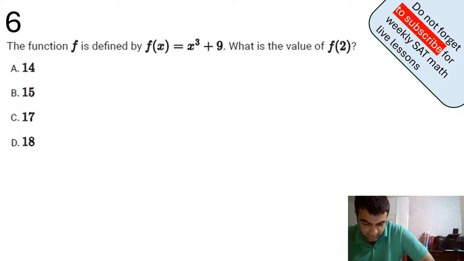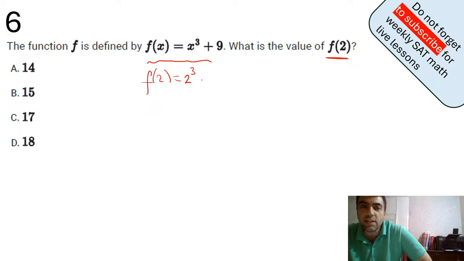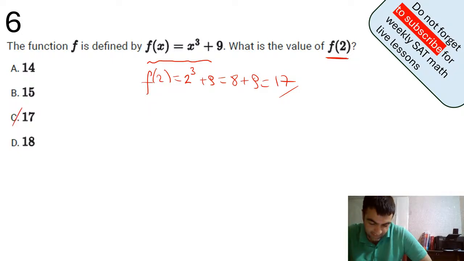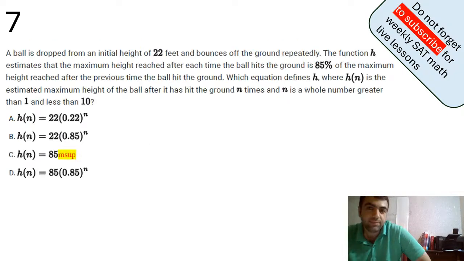Mr. Saib says 6 is C, and Mr. Shahin says, okay, teacher. This is a nonlinear function, and we are asked to evaluate, to calculate the value of f of 2. F of 2 is equal to 2 to the power of 3 plus 9. This is 8 plus 9, and this is 17, right? This is C. You were right, guys. And the seventh question.